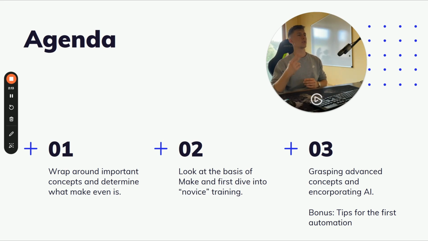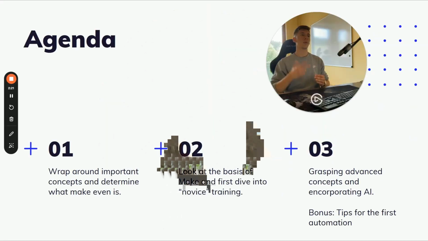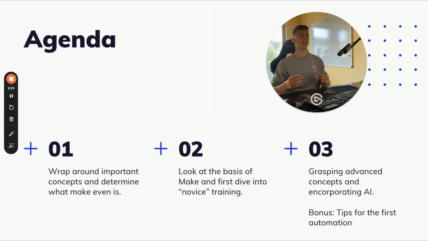Number two, we're going to look at the basis of Make and have a first dive into the novice training, even though it already will be a bit advanced. Number three, we're going to grasp concepts and very different things that incorporate AI, because we don't simply want to get an automation, we want to maybe even throw AI into it, whether it is ChatGPT, DALL-E, DaVinci, whatever you want. And the bonus will be tips for your first automation, what could go wrong, how to fix certain errors, and how to handle this whole new concept of making automations with AI. So without further ado, let's head straight into it.